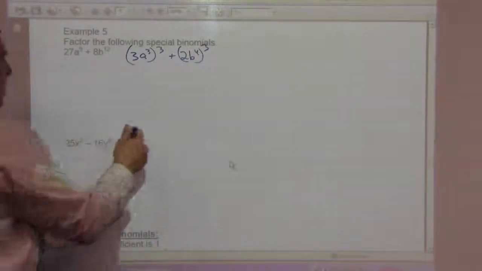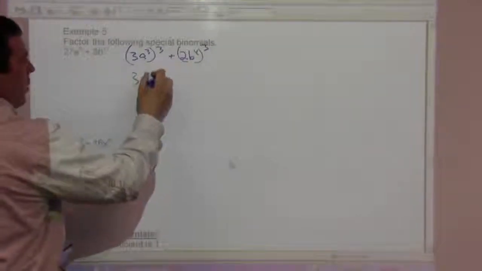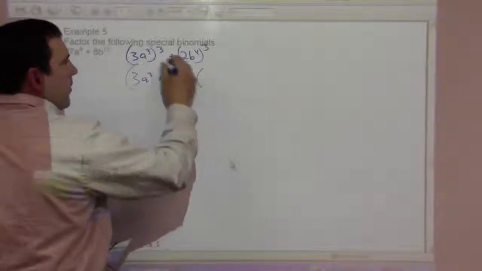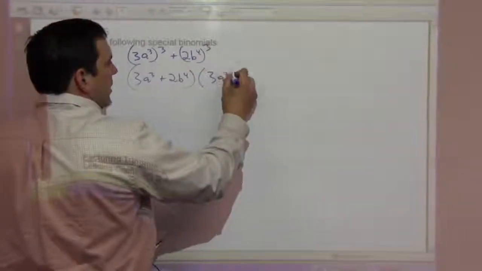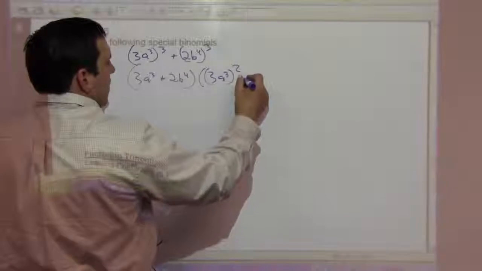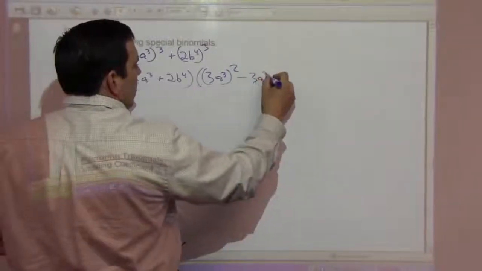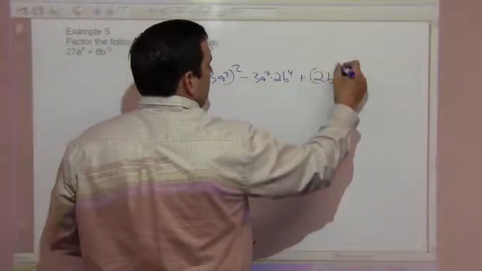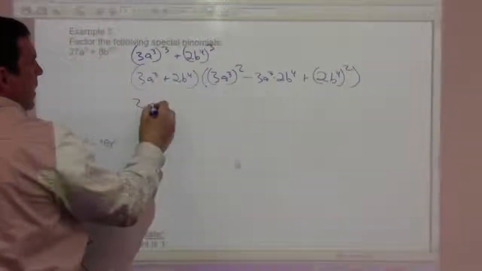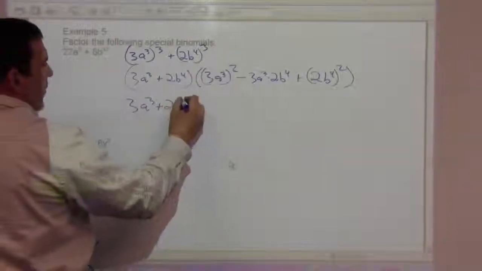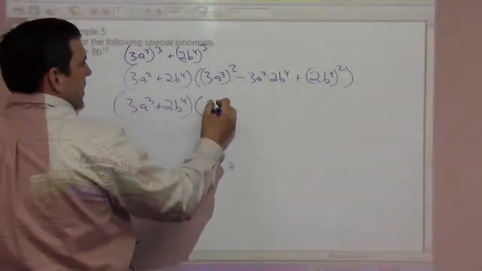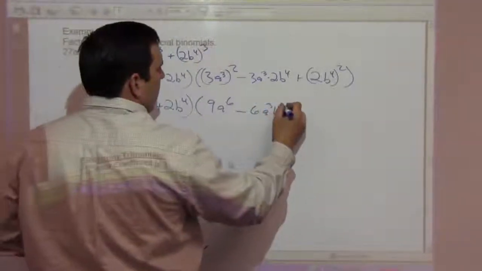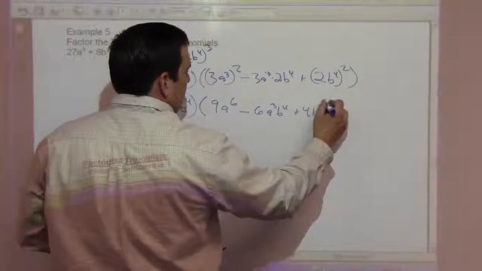And if you remember the formula from the previous page, it's going to be 3a cubed plus 2b to the 4th times the first part, 3a cubed, squared, minus 3a cubed times 2b to the 4th, plus 2b to the 4th squared. So it's 3a cubed plus 2b to the 4th times 9a to the 6th minus 6a cubed b to the 4th plus 4b to the 8th.